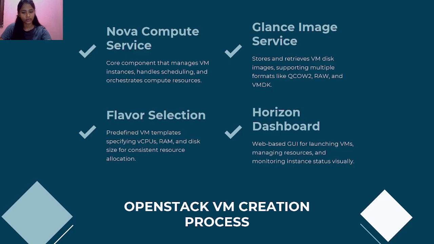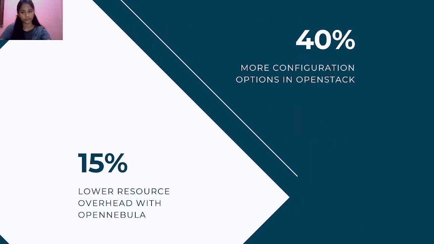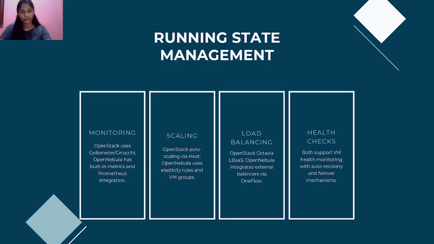This also includes the OpenStack VM creation process, which includes the Nova Compute Service, flavor selection, Glance image service, and Horizon dashboard. Here, the number of configuration options in OpenStack is about 40%, which is more than OpenNebula, where OpenNebula has 15%.